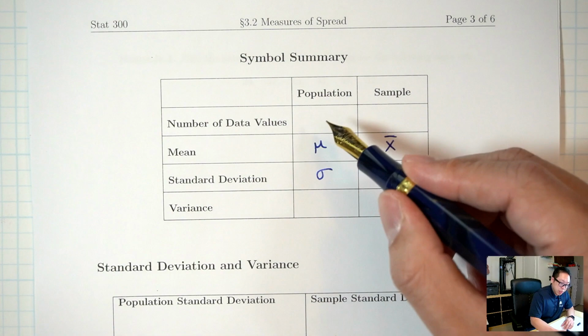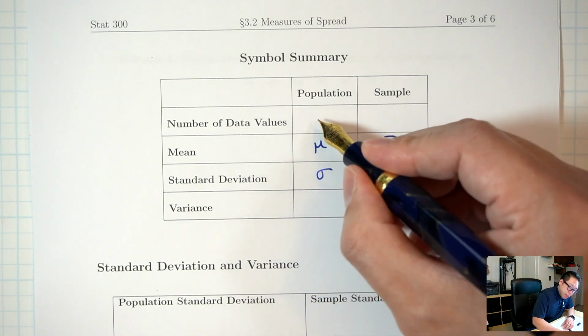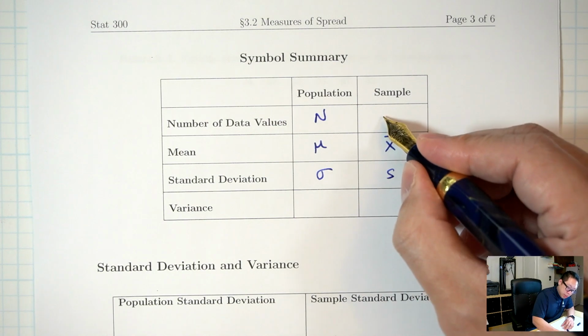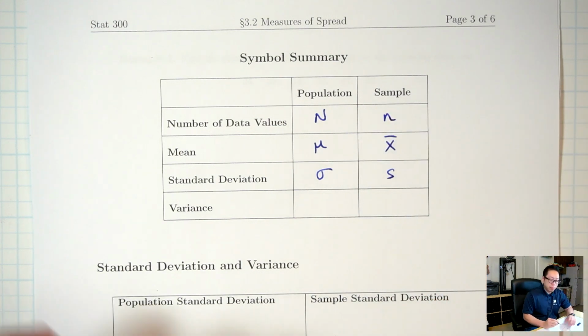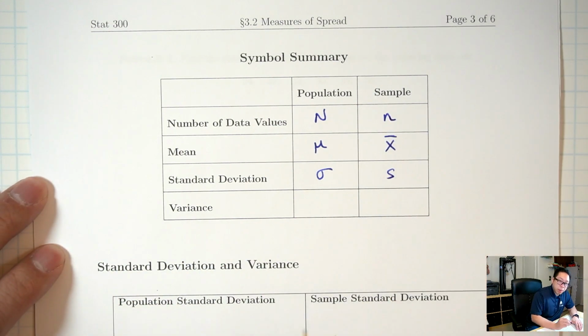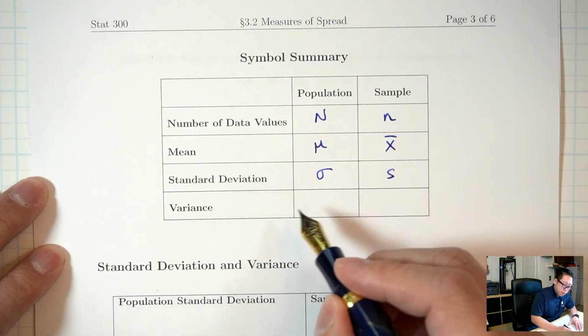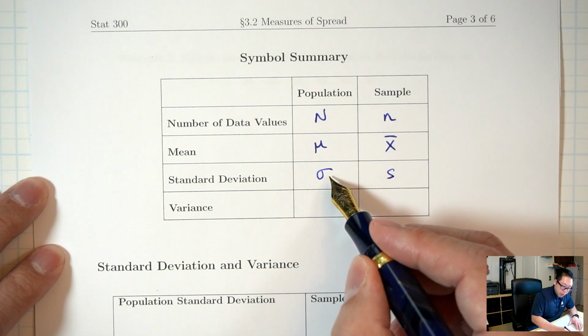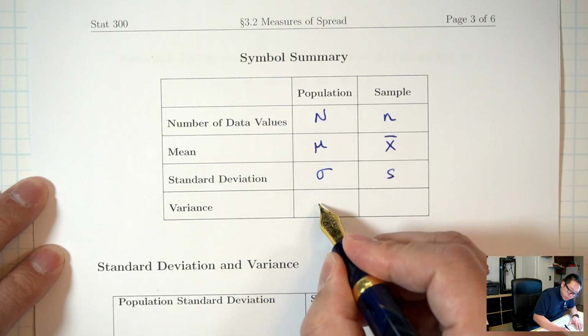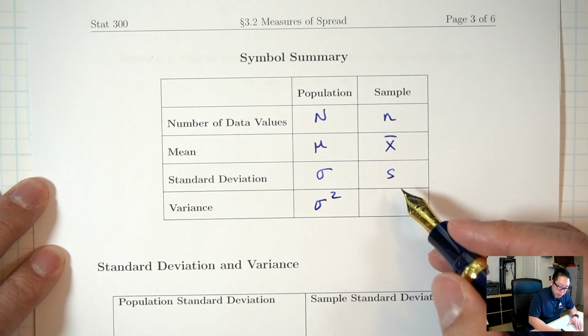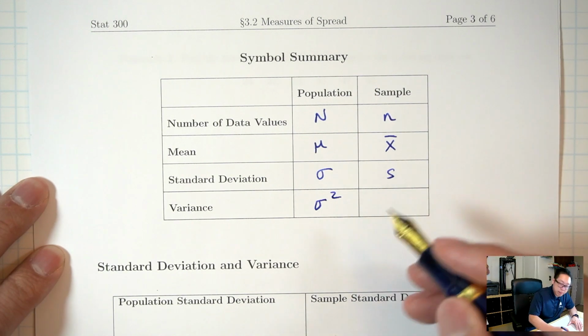Number of data values. If you're talking about the population, it's capital N. If you're talking about a sample, it's lowercase n. Variance, which we won't talk about very much, is just standard deviation squared. So for the population, you take the standard deviation for the population, and then you just square it. For the sample version, you take the standard deviation for the sample, and then square that.